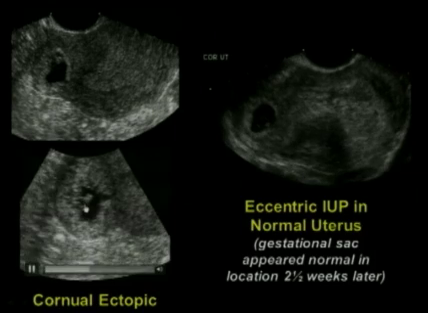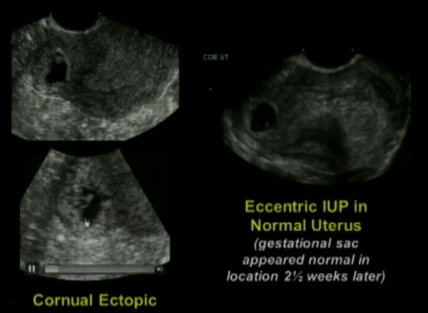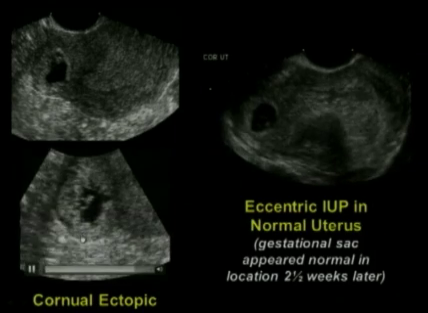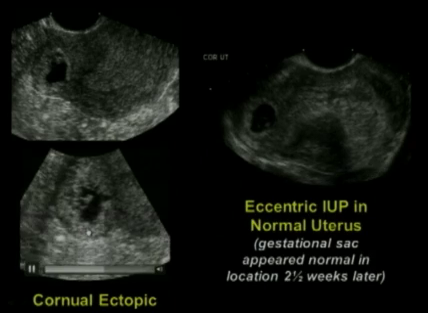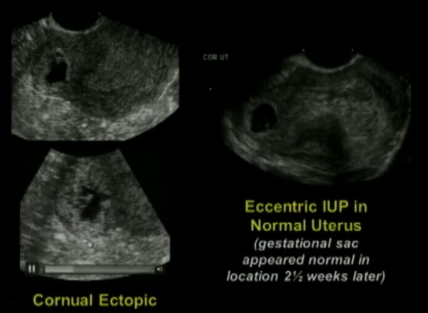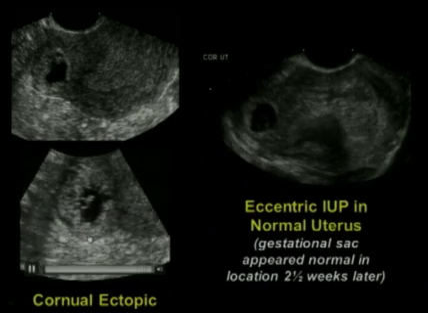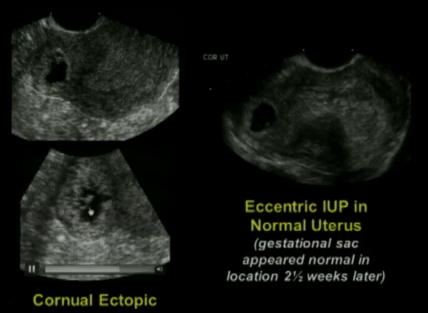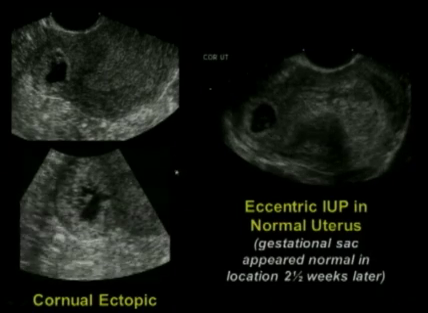You can see here there's a heartbeat, there's a live embryo in it, but the echogenic tissue around the pregnancy extends all the way out to the edge. This is not intrauterine, this is in the cornu. This is a cornual ectopic.